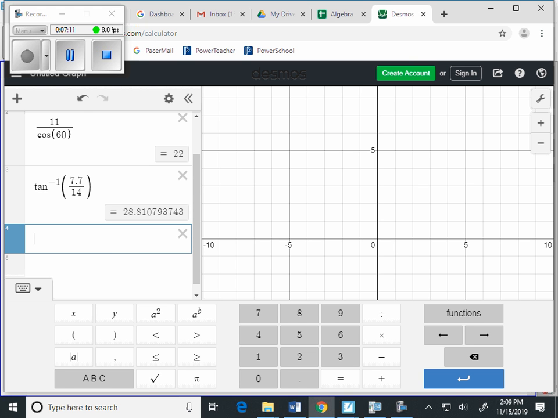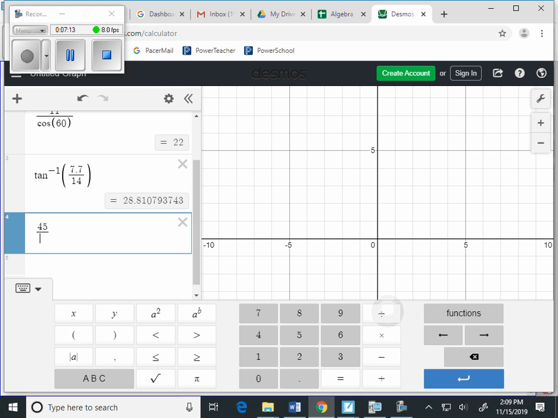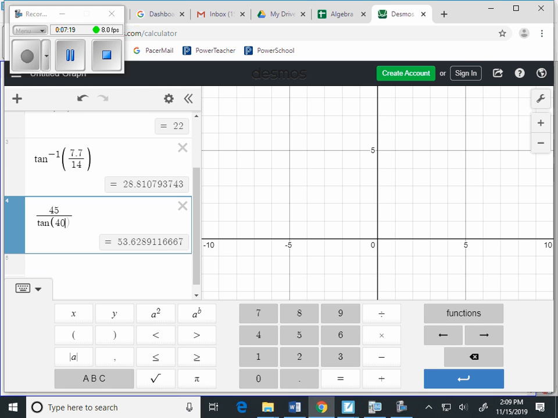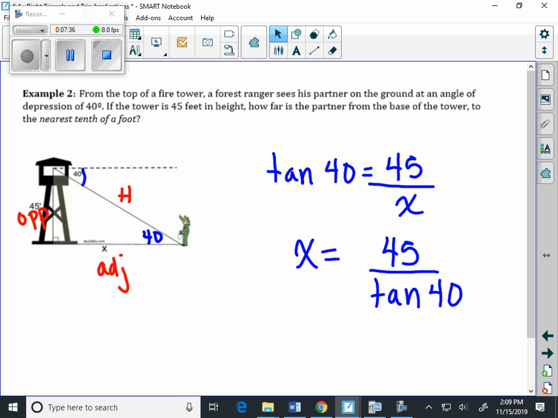45 divided by tangent of 40, and we can see the value right there. 53.62. We want to round to the nearest foot, but let's put that back in there, 53.6 for now. x equals 53.6.